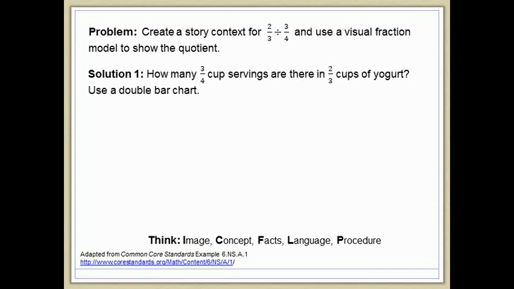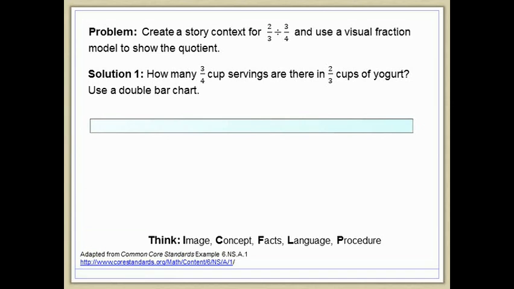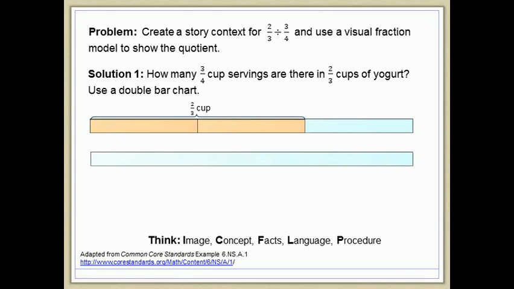We're going to begin by representing 1 cup of yogurt as this blue bar, and then break that into 3 equal parts, shading 2 of them to represent 2/3 of a cup. So this is 2/3 of a cup. That's the yogurt we have. We also need to represent the 3/4 cup, the size of a serving. And so here's another cup. We'll break it into 4 equal parts and shade 3 of them. And so we get this pink shaded region representing 3/4 of a cup.